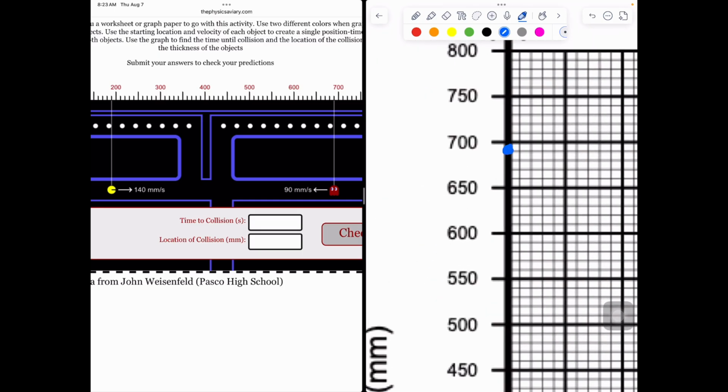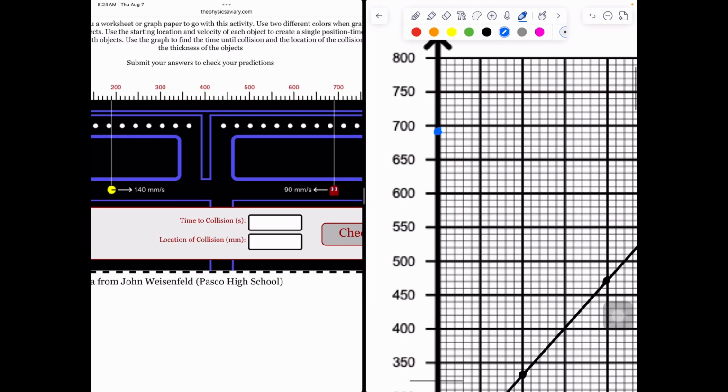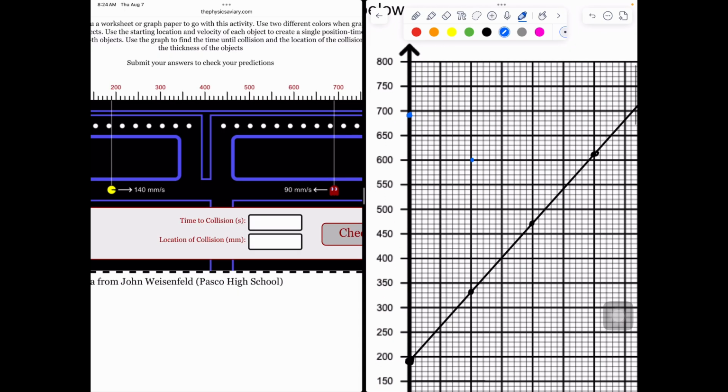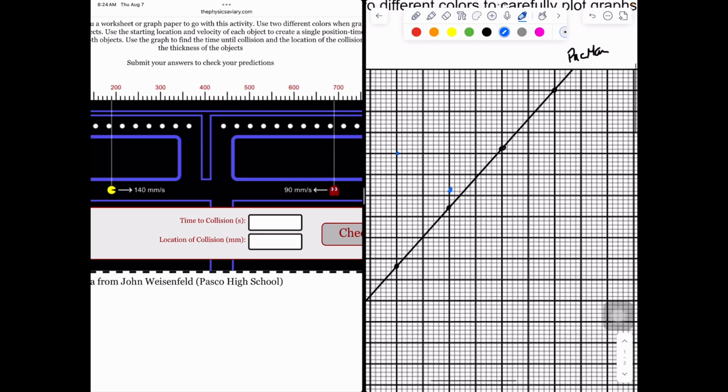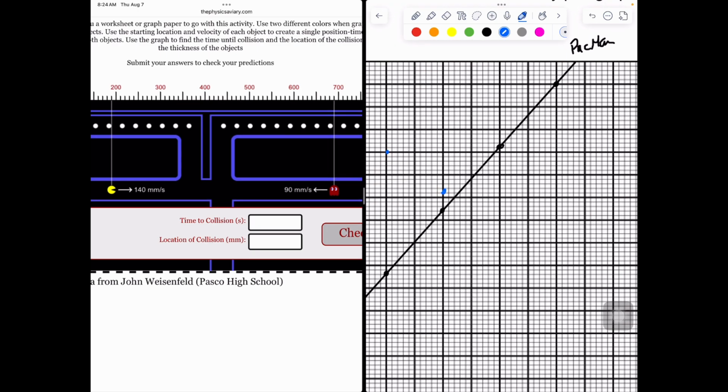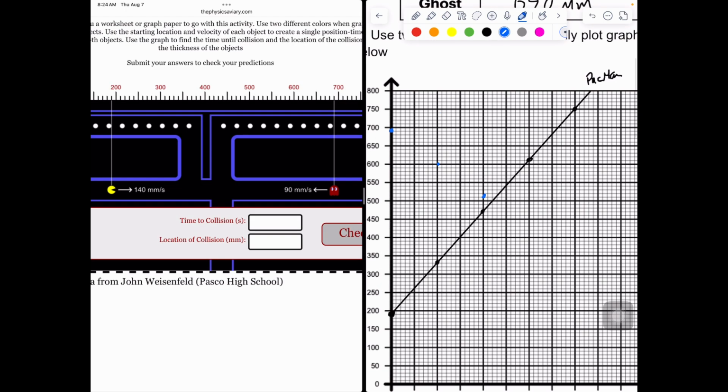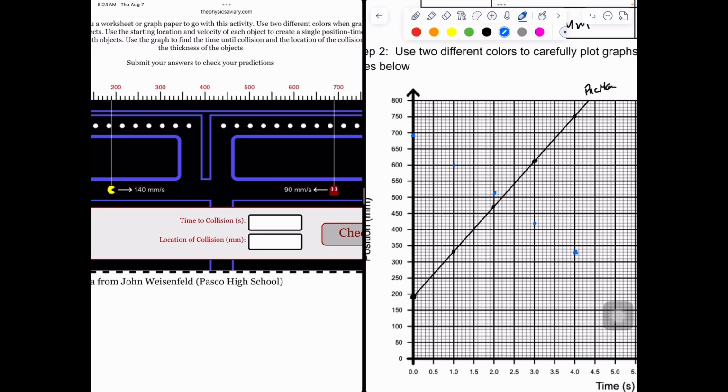And I'm going to go down at a rate of 90 millimeters over 1 second. So that would bring me down to 600 over 1. Then I'm at 510, minus 90, so now I'm at 420 right here. Minus 90, now I'm at 330, just about right there. Okay, so now go ahead and do that.